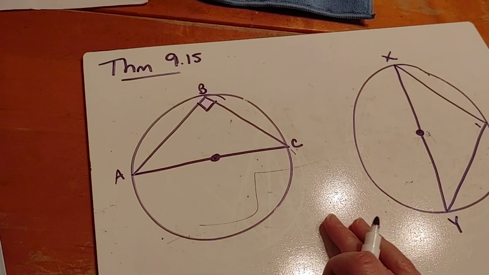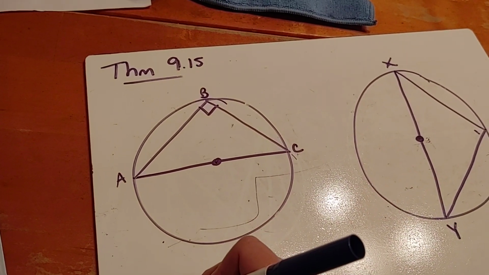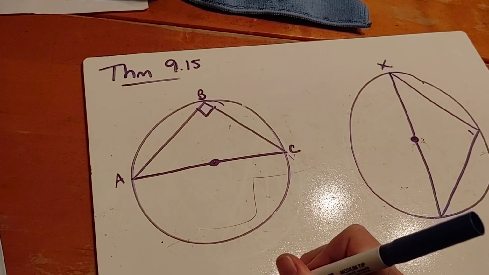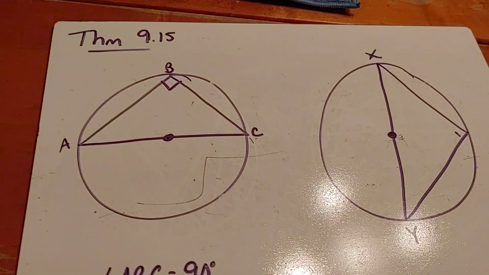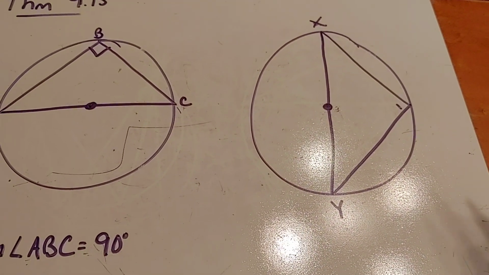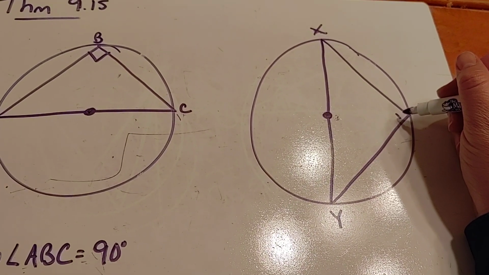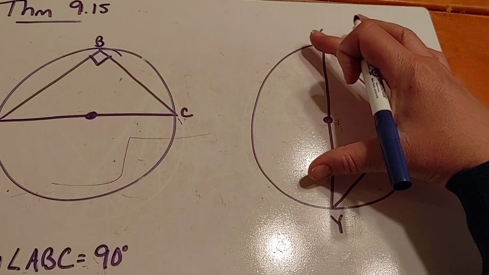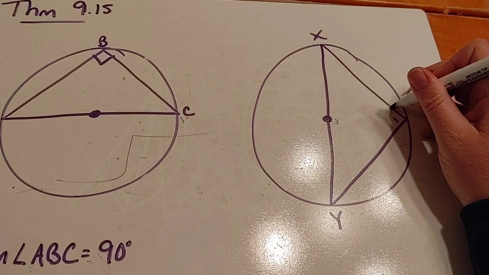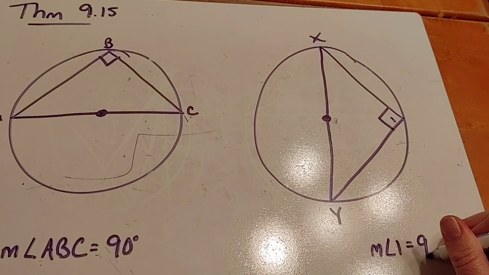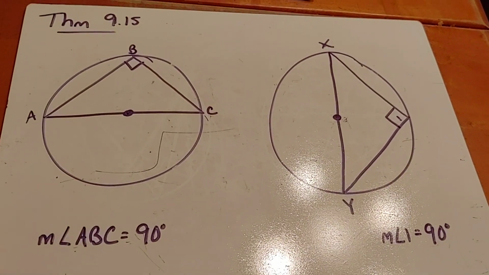Okay, so I'm just going to write as part of our notes here that the measure of angle ABC is 90 degrees. We have another example of this happening. I have angle 1, which is an inscribed angle. This inscribed angle is inscribed in a semicircle, which means angle 1 is automatically 90 degrees. Measure of angle 1, 90 degrees.